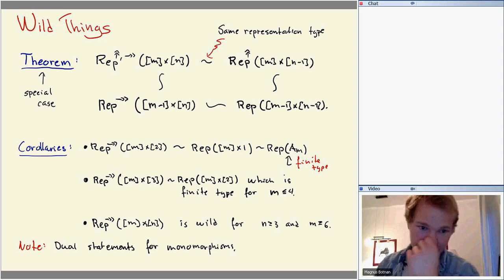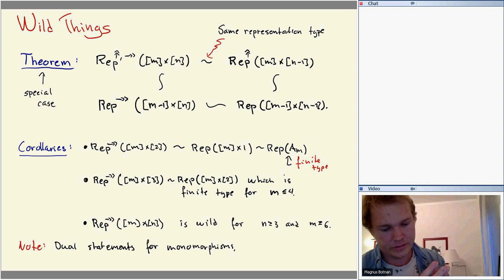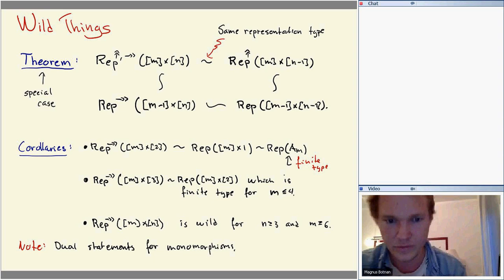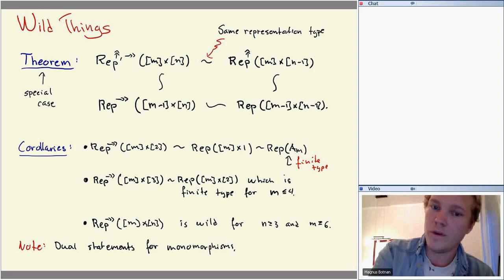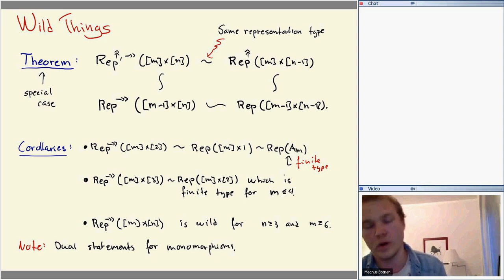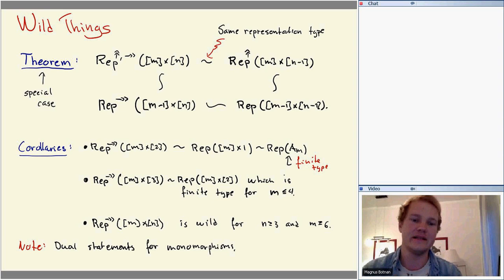If you consider the same setting, where we want multiple clustering, but now with 3 slices instead of 2, this theorem tells us that this is the same complexity as representations of M times 2. And by the way, as I mentioned earlier, we get finite type for M smaller or equal to 4, but it's going to be wild for M greater or equal to 6. So for these, in general, the representation type of those kinds of representations is wild. We haven't yet shown, or we don't actually know, how clustering embeds in this category.